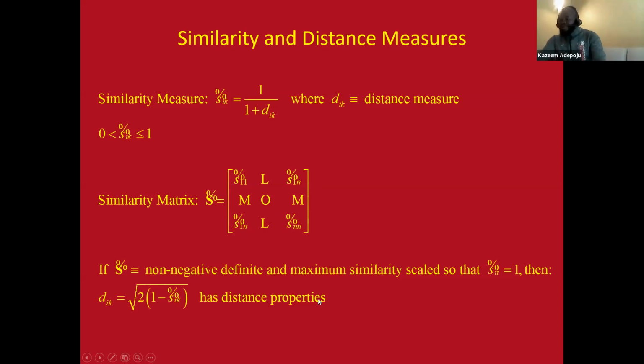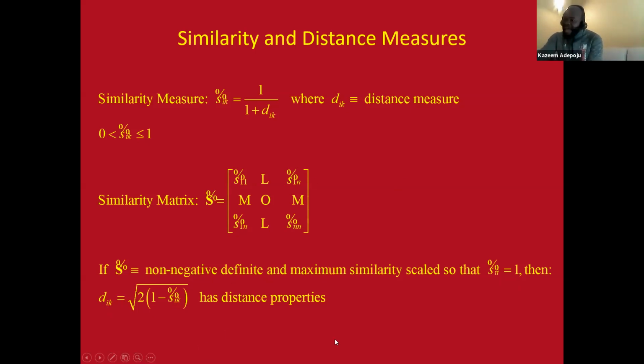And in a situation where similarity equals 1, I want to tell you, in reality, this is not possible. That was why I said non-negative, definite, and maximum similarity. Maximum is the situation where you're going to have 1. And we actually have a connection between similarity and the distance. If I have a similarity, can I actually determine the distance?